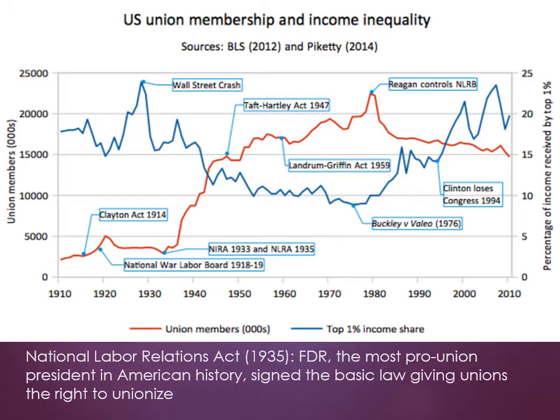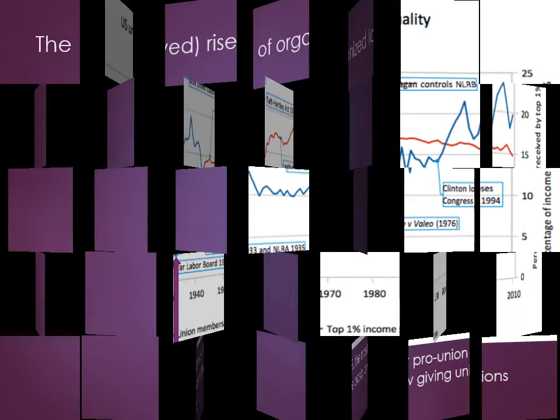Now that starts to turn around in the 30s with a couple of laws. The National Industrial Recovery Act, which actually was declared unconstitutional by the Supreme Court, but the more important of the two was the National Labor Relations Act of 1935. That's also known as the Wagner Act. And this was one of the landmark pieces of legislation under Franklin Roosevelt and his New Deal that guaranteed the rights of workers to organize. So let's break away from this chart for a moment and take a look at what that law did.